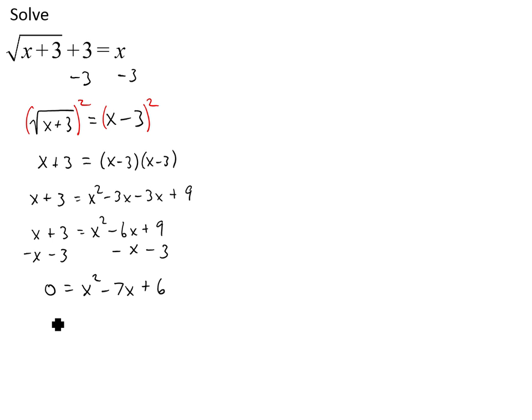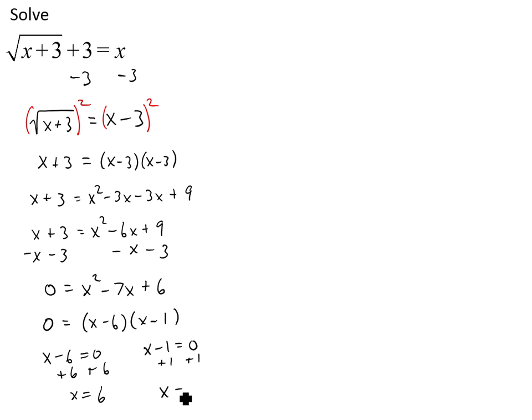So this particular problem can be solved by factoring. So we can go ahead and factor this here. We would get x minus 6 times x minus 1. And then setting each of those two factors separately equal to 0 will give us two solutions to the quadratic equation of x equals 6 and x equals positive 1.